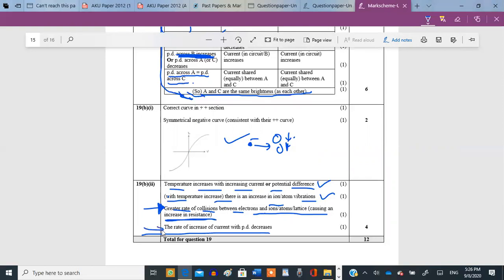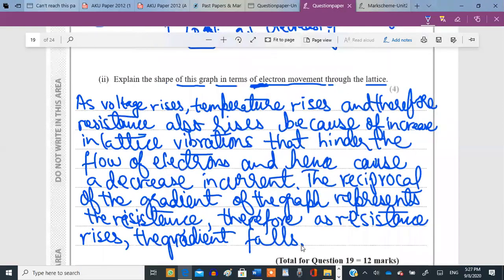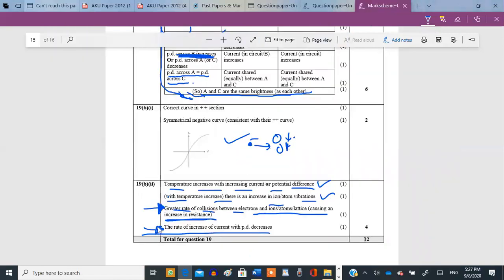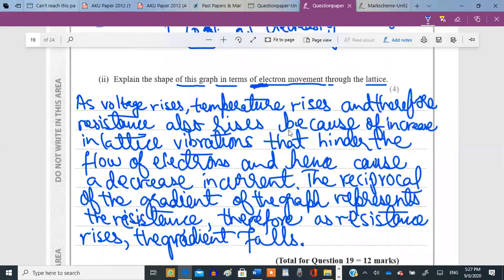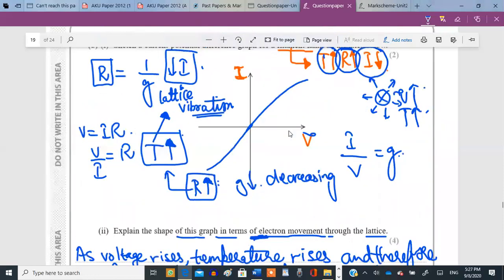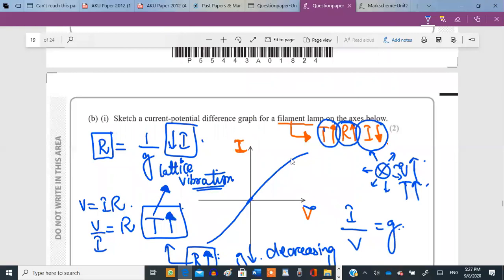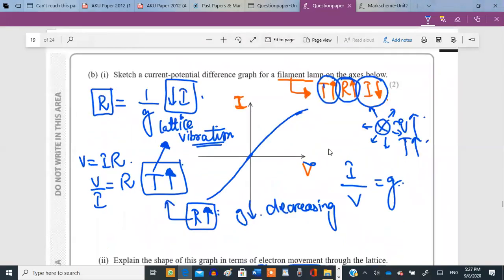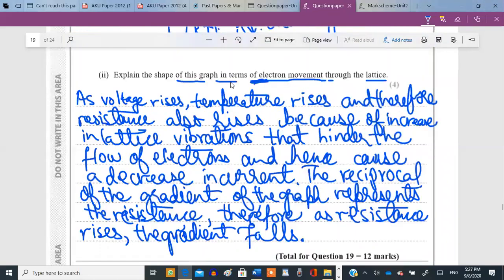Then the last point says that the rate of increase of current with potential difference decreases. We wrote this point actually, in terms of the gradient, that as the resistance rises, the gradient actually falls. But still, to be on the safe side, the rate of increase of current with the potential difference decreases means that the gradient actually decreases. This is what they mean. Let me know when you are done copying this part.